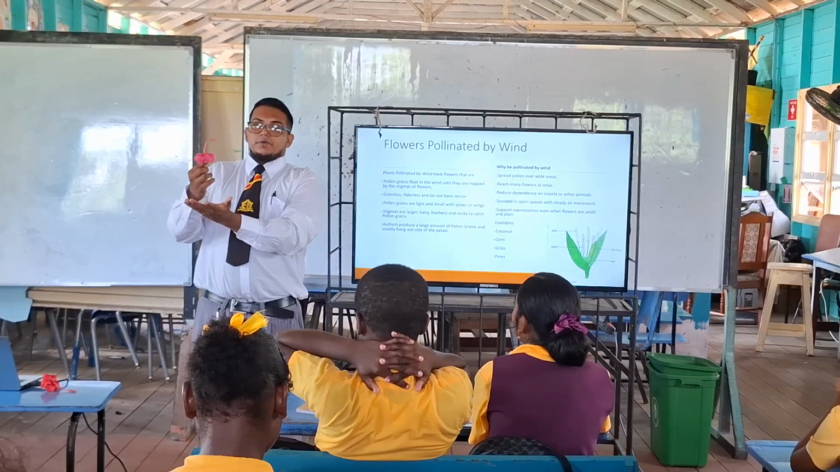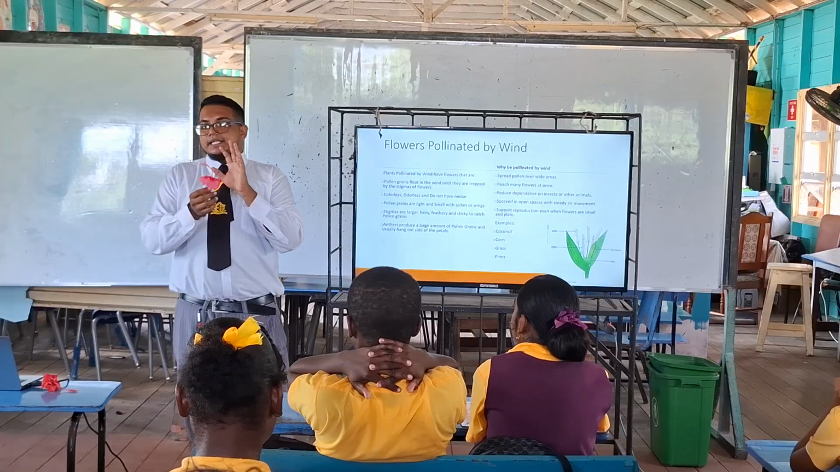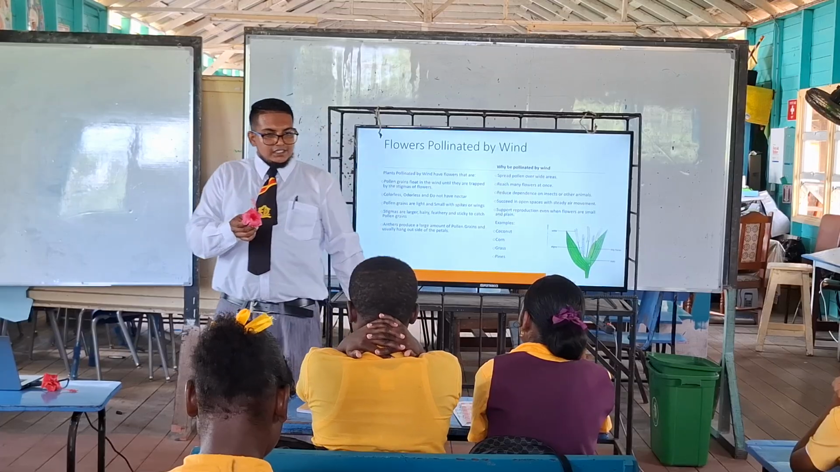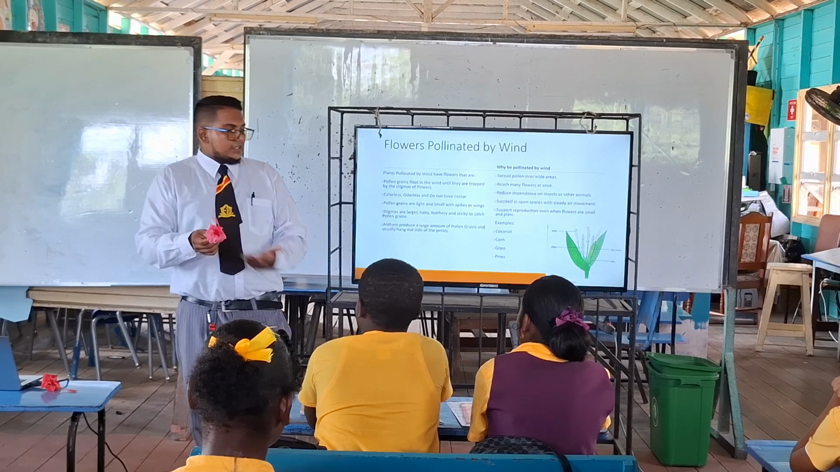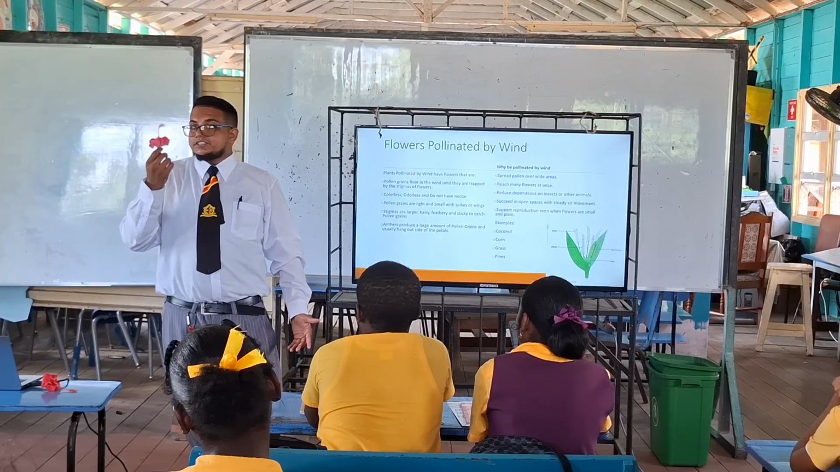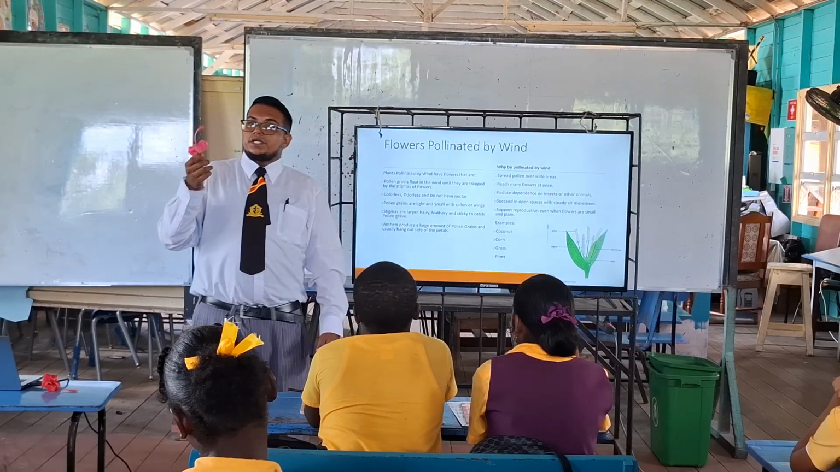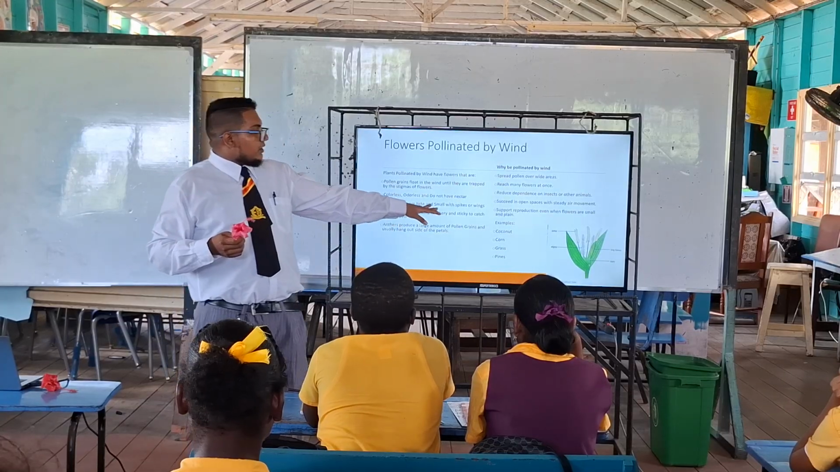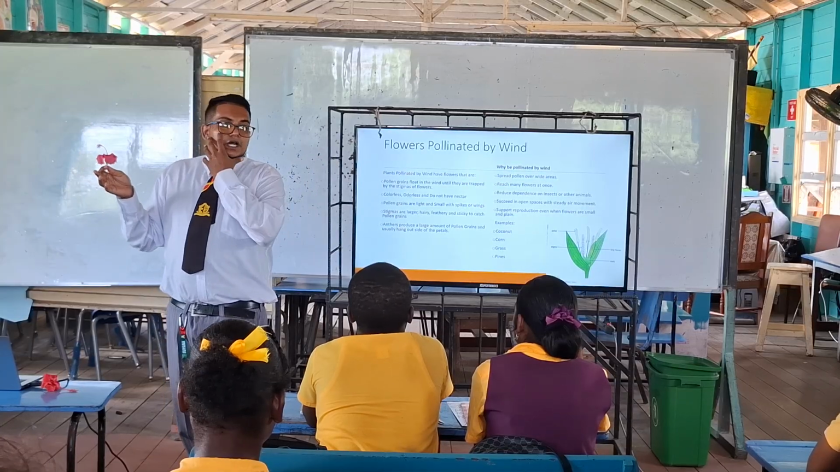So, looking at our flower here, do you think it's wind pollinated? Is this flower wind pollinated? It isn't, it has color. So this flower is not wind pollinated. The pollen grains are light and small with spikes or wings. They need something to keep them up in the air as they float.